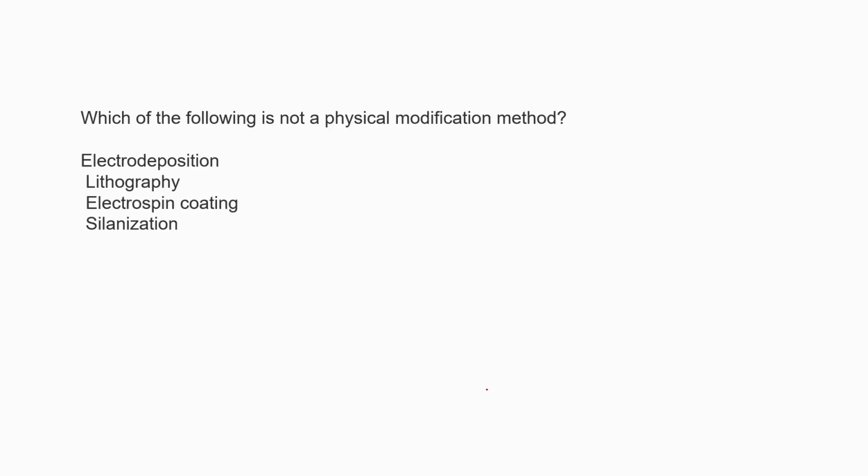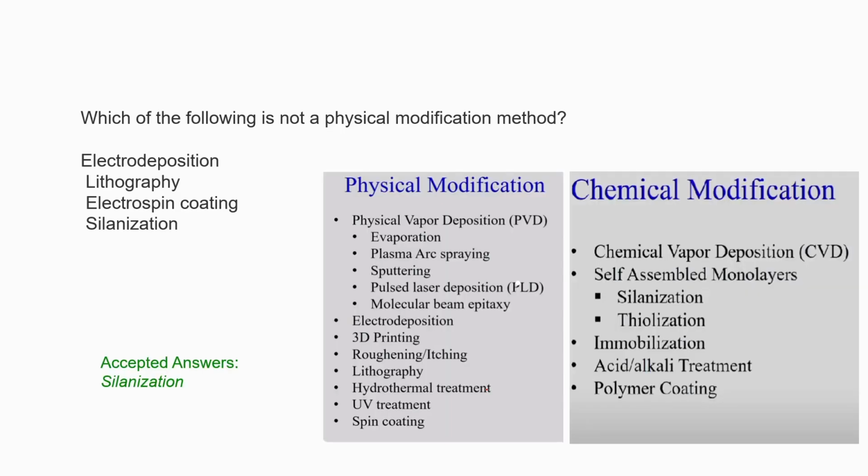So here the correct answer would be silanization, whereas electrodeposition, lithography, and spin coating are part of physical modification as covered in the lecture. Physical vapor deposition, evaporation, sputtering, electrodeposition, lithography, 3D printing, roughening, hydrothermal treatment, UV treatment, and spin coating.